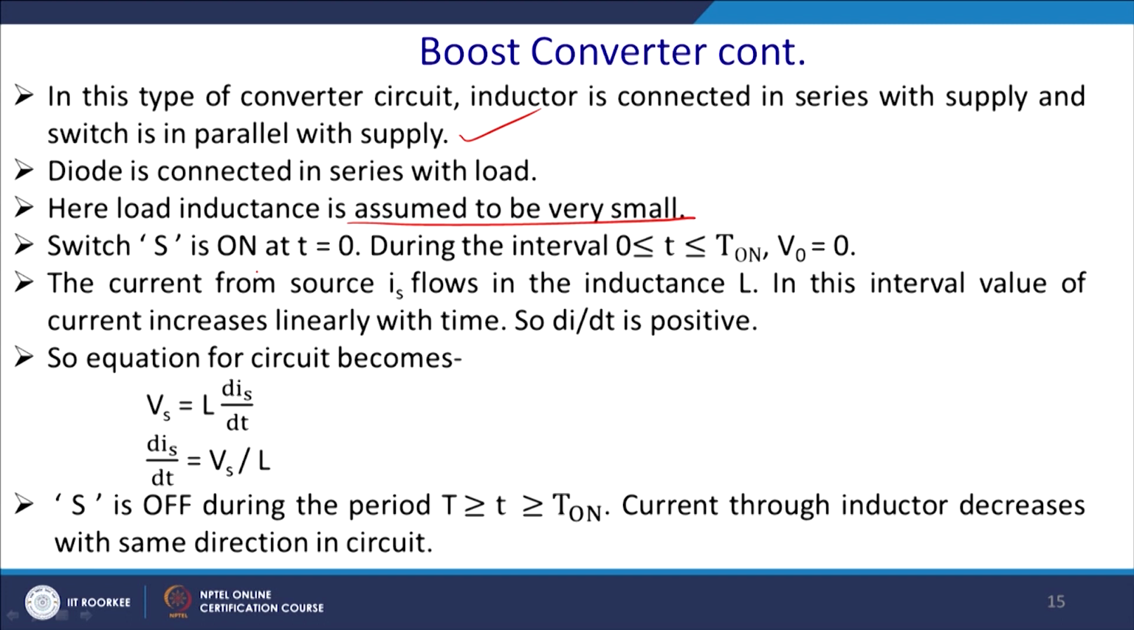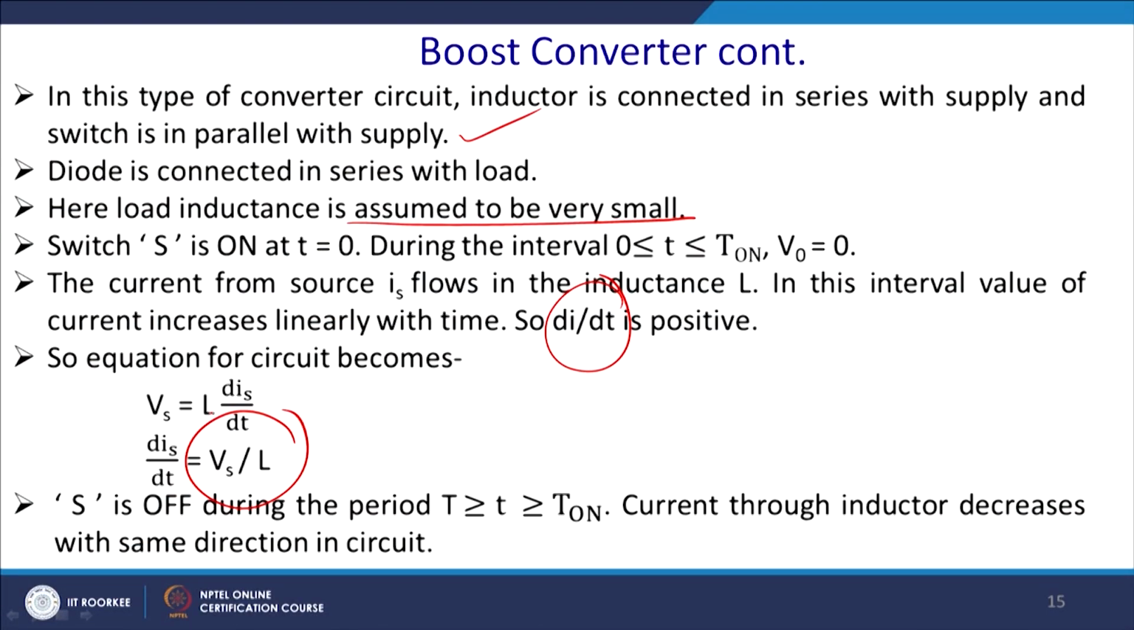Switch S is on at t equal to 0, during the interval 0 to t on, and the output voltage should be equal to 0 because you have shorted the switch. The current from the source Is flows through the inductance L. In this interval, the value of the current increases linearly. Since di dt is positive and the equation is Vs equal to L di dt, ignoring that the switch is on, the drop across the switch is almost 0. So, you will get Vs by L as the ramp of di dt.